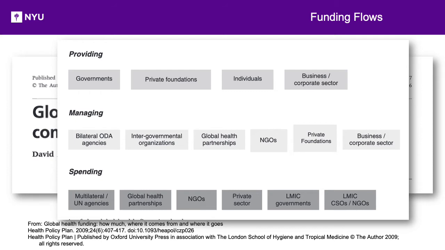These contain multilateral agencies and many UN agencies, global health partnerships, specific NGOs, private sector organizations and institutions, governments in low and middle income countries that receive specific funds for specific programs, and of course, civil society organizations in low and middle income countries, and non-governmental organizations in those low resource settings. These are the three strata that McCoy developed in 2009.